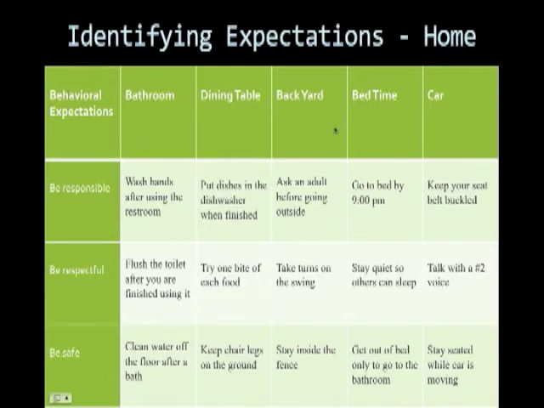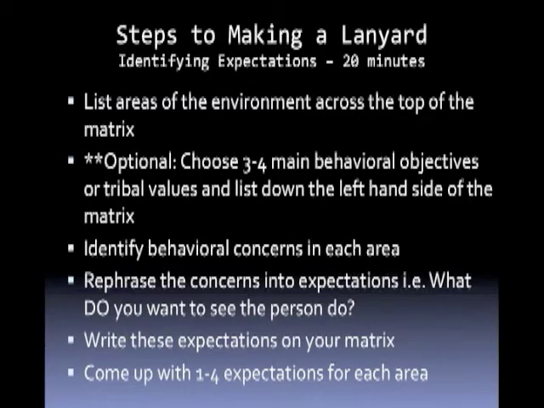You don't have to keep the same areas if you want to use different areas, and you don't have to keep the same expectations. But try to identify 3 expectations for each area that you've identified. You should have a blank matrix that you have printed off from our site, and we're going to work on you making your own matrix so that you can identify what your expectations are and decide which visual rules you're going to make.